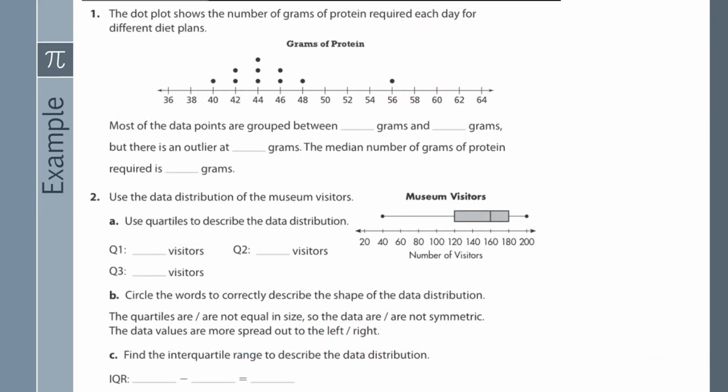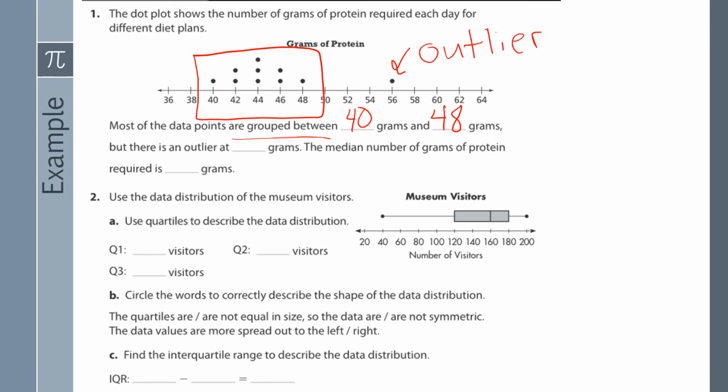So this next question has another dot plot, and the dot plot shows the number of grams of protein required each day for different diet plans. So we have 40, 2 at 42, 3 at 44, and so on. It says most of the data points are grouped between blank grams and blank grams. If you notice here, most of the data is grouped between 40 and 48 grams. And you can see this guy right here is our outlier at 56 grams.